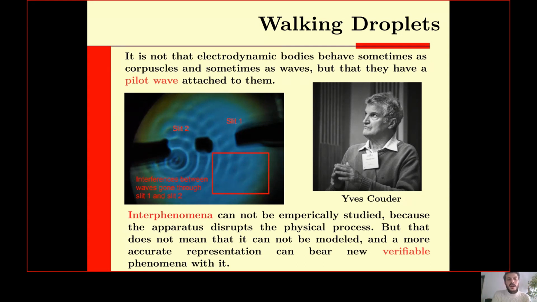And what I would like to say is that this phenomenon, I mean the fact that the particle goes through one of the two slits, cannot be empirically studied in quantum mechanics. This is true because you disrupt the physical process if you try to find out through which slit the particle went. But that does not mean that it cannot be modeled, and a more accurate modeling can yield new verifiable phenomena. I mean, the assumption in quantum mechanics that we already know everything that can be known from a system also assumes that we already know all the experiments that can be done on a system, and that's not true. The experiments you are, in some sense, allowed to do depend also on your theoretical frameworks.